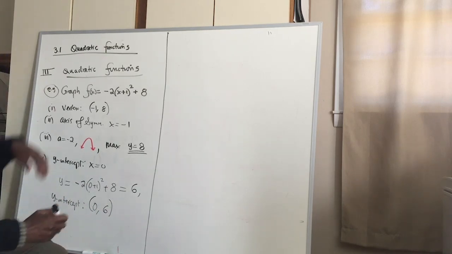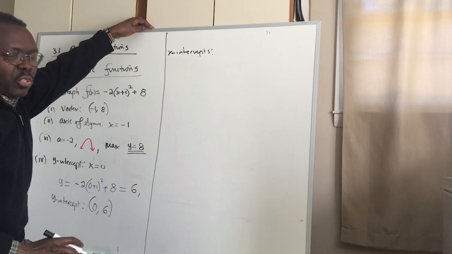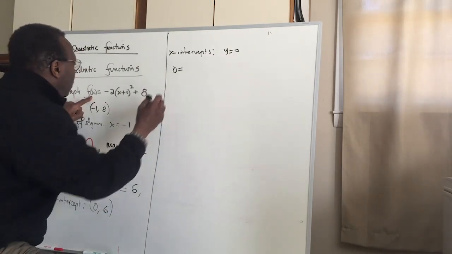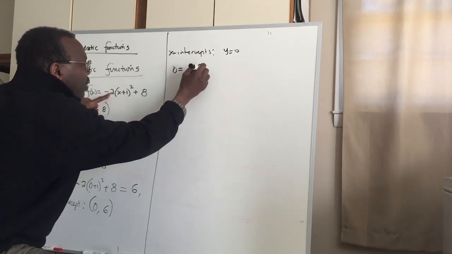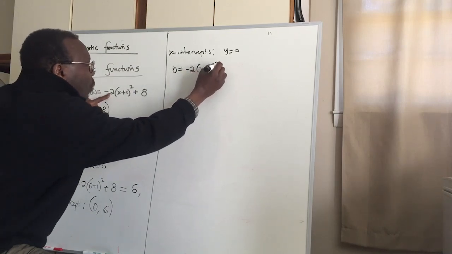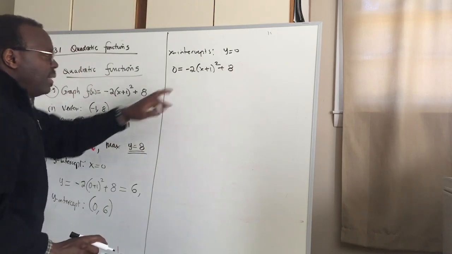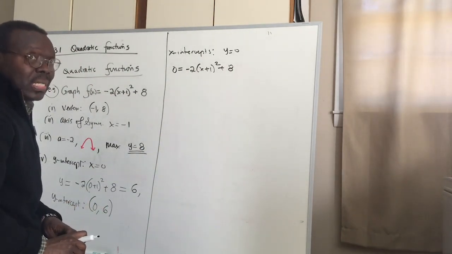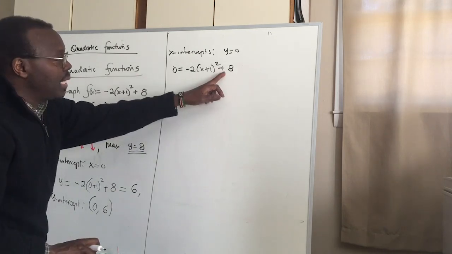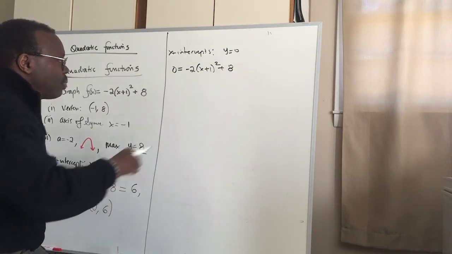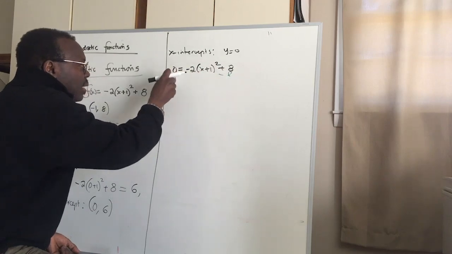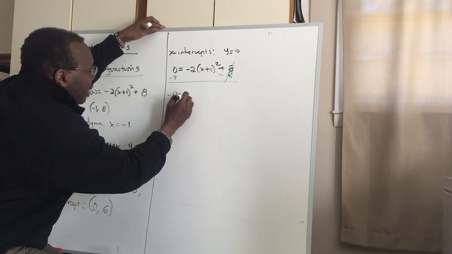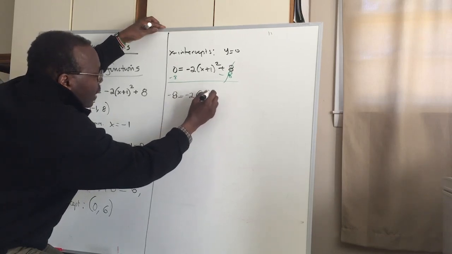Next, x-intercepts, we set y to be 0. So we substitute 0 for y, so this is a 0. It's equal to -2(x + 1)² + 8. We're solving for x. We solve this by the square root property to be much easier that way. Step 1 is to move this 8 to the other side by subtraction. Minus 8, minus 8. This will cancel off. So this side we have -8, and this is -2(x + 1)².